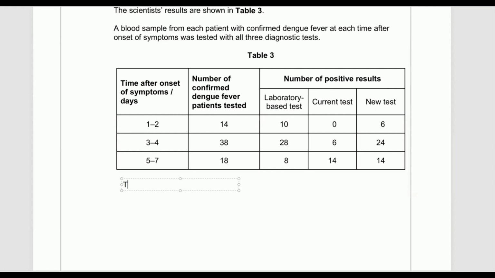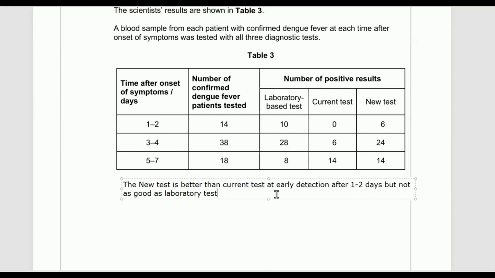Time of onset is 1 to 2 days. So early on, someone's feeling ill, they've got the symptoms. Which test is best? Well, the lab test is best, but the new test is way better than the current test, right? The new test is better than the current test for early detection after 1 to 2 days of symptoms, but it's not as good as the laboratory test. Bash, you're going to get a mark there.